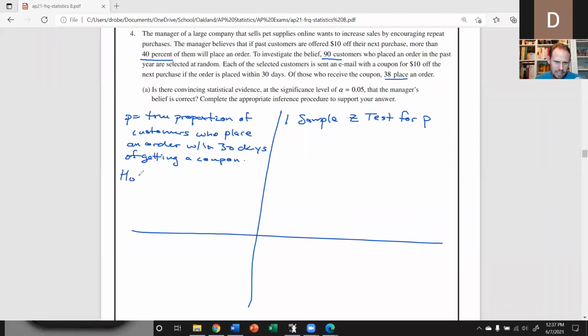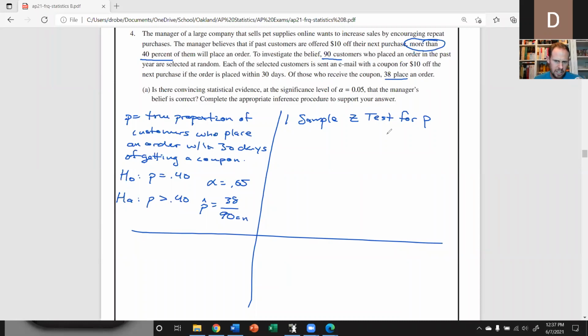Our null hypothesis is going to be that P is the 40% that we thought it was. And our alternative is that it's going to be more than 40%. And let's see, our alpha value here is 0.05. They gave that to us. Our P hat value is 38 out of 90. So that means 90 is our N.